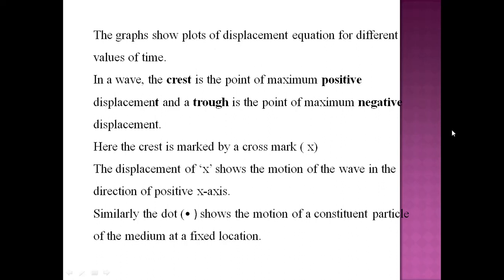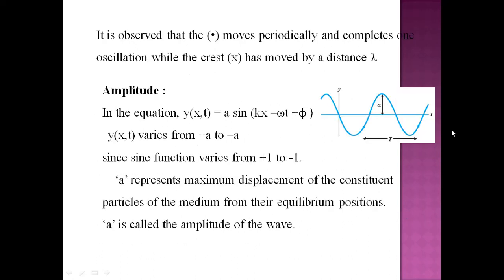Similarly, the dot shows the motion of a constituent particle of the medium at a fixed location. It is also seen that the dot moves periodically and completes one oscillation while the crest, or the cross, has moved by a distance lambda. And the angle corresponding to lambda will be 2 pi.